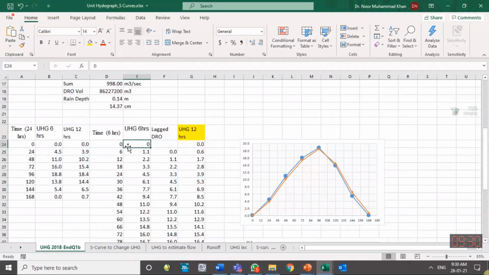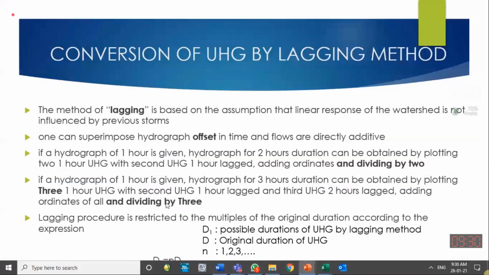Simple method. You have to give a lag to the unit hydrograph, add the unit hydrographs, and divide by the number of units. Hopefully you have done it and have no questions. Hopefully no questions, but if you have, you are welcome.